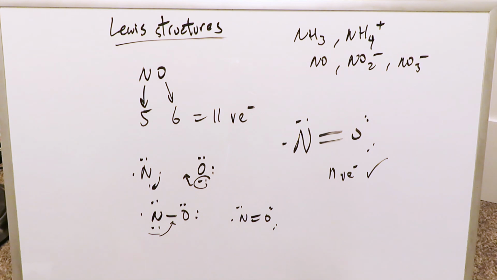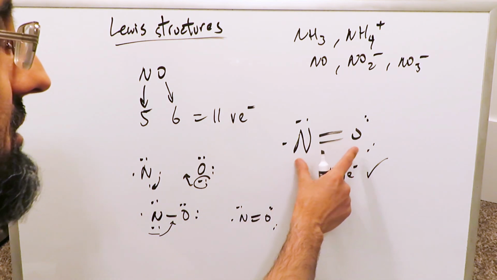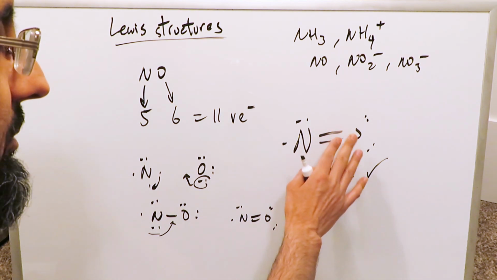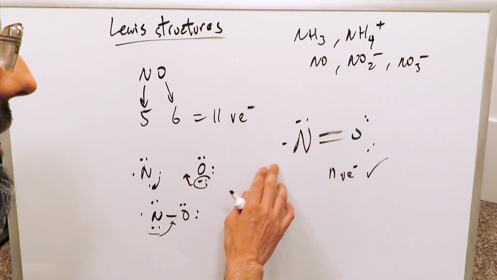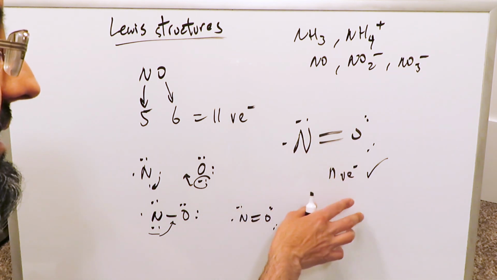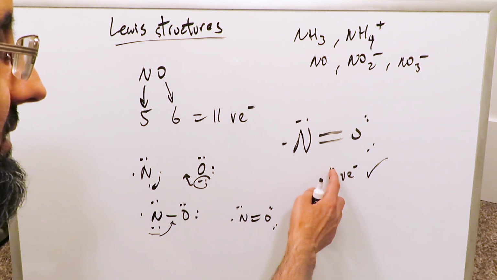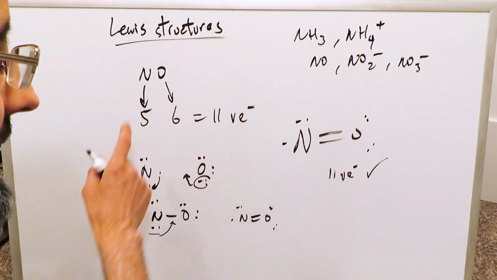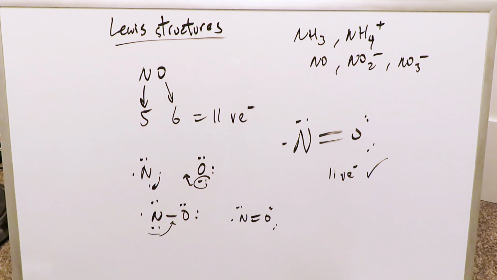You could have done this in any way you want. Just remember, you can form extra bonds simply to help you account for the electrons or use them up in the procedure, but in the end you should still have the total number of valence electrons, which we do: 11 here and 11 here. So this compound over here is done.